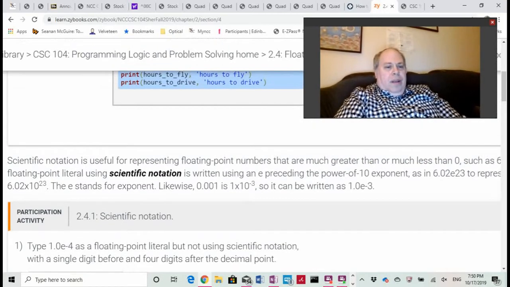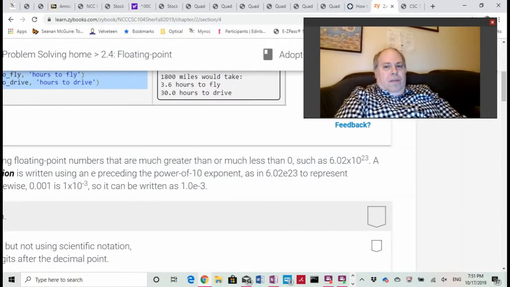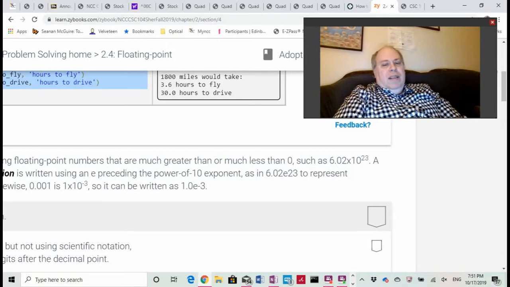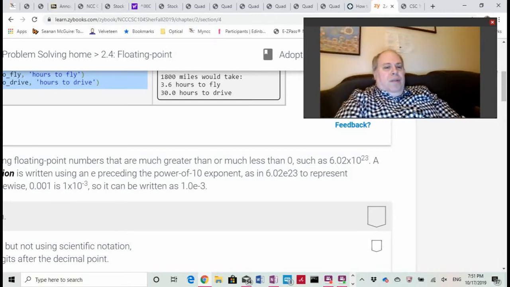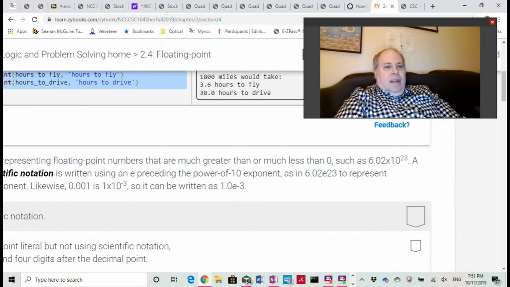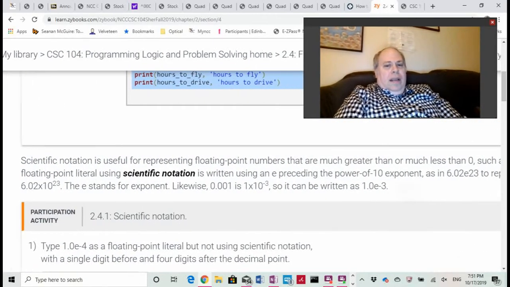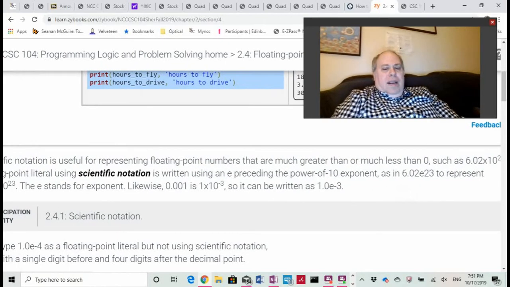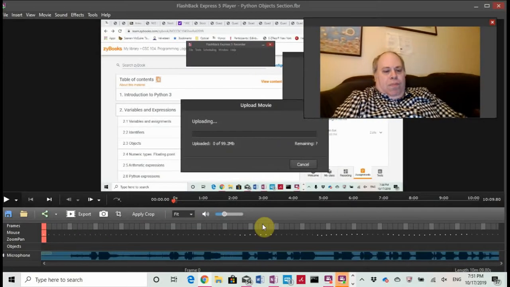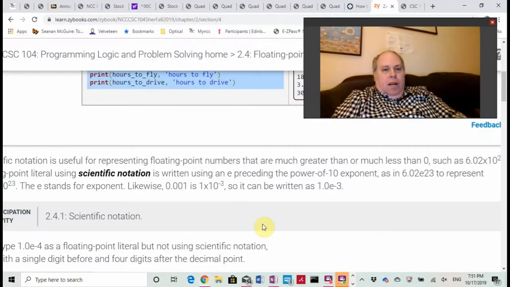Okay, you can also use scientific notation. So if you have a really big number, or a really tiny number near zero, you can use times 10 to the something. So if we did 1e-3, that's 0.001. That's 1 times 10 to the minus third.